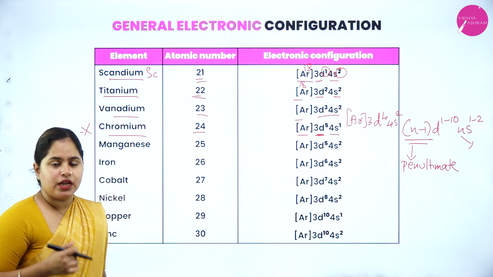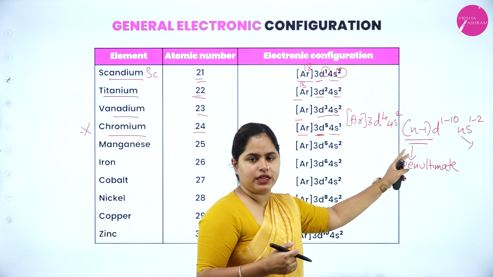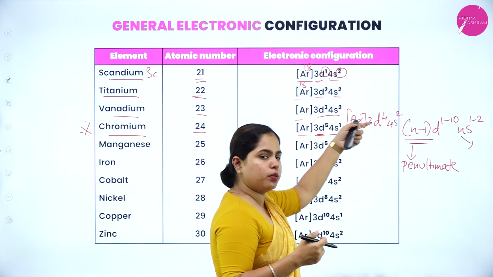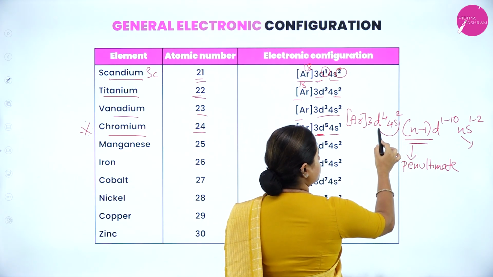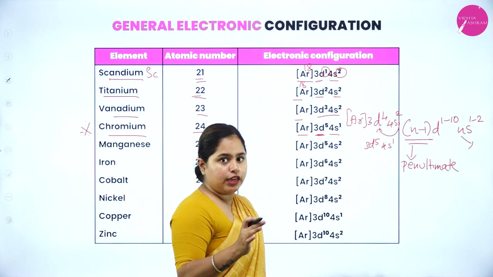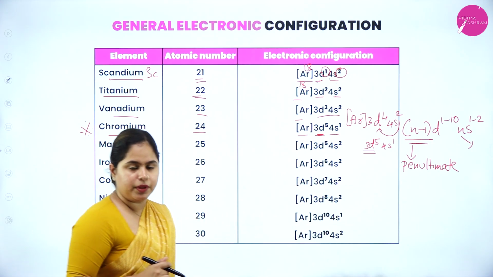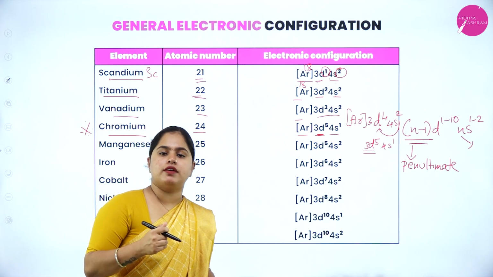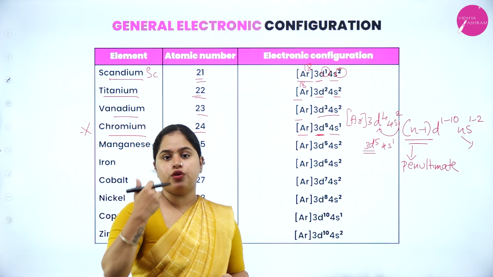Now what is the reason? The reason behind this is that the 3d and 4s orbitals have almost similar energy. So what happens is the electron from the s orbital can move to the d orbital. What happens if one electron moves from 4s to 3d? You will get the configuration as 3d5 and 4s1. Now you can see it is 3d5. That means you are getting a half-filled electronic configuration. Last year also we have studied, if the electronic configuration is half-filled or completely filled, the element is going to have extra stability.